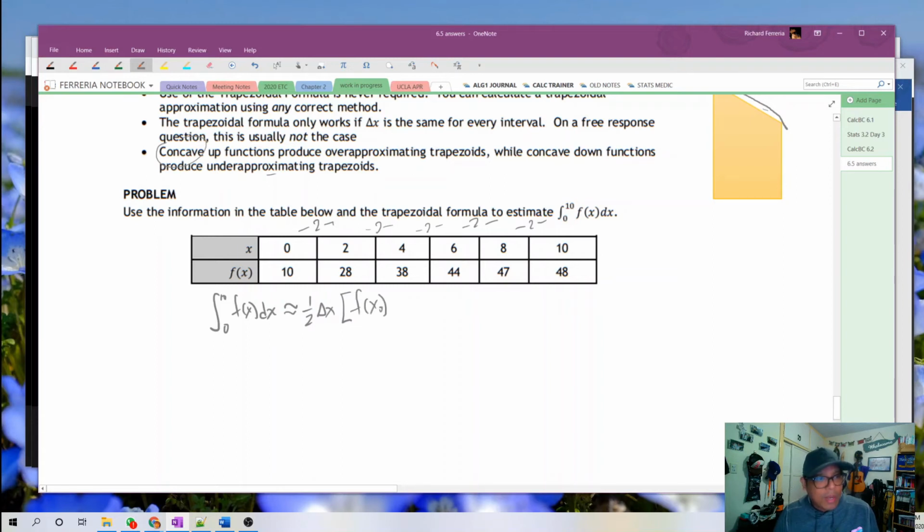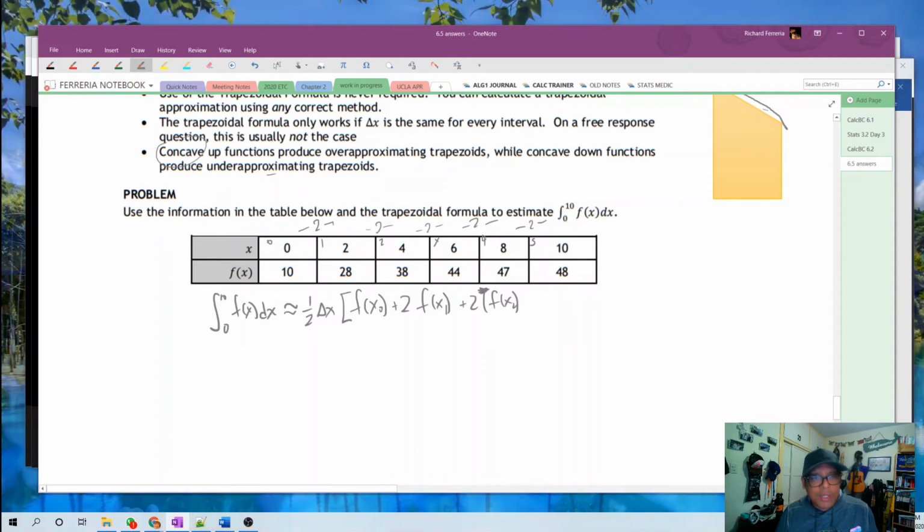We have x naught, x1, x2, x3, x4, and x5. So we're going to go to x5. Plus 2 times f of x1, plus 2 times f of x2, plus 2 times f of x3. Plus 2 times f of x4, plus, no, this is the last one, f of x5. Okay, that's how the trapezoidal formula works.